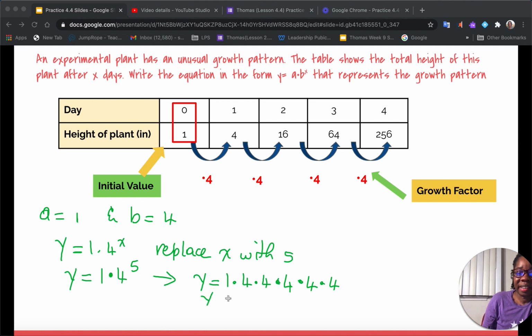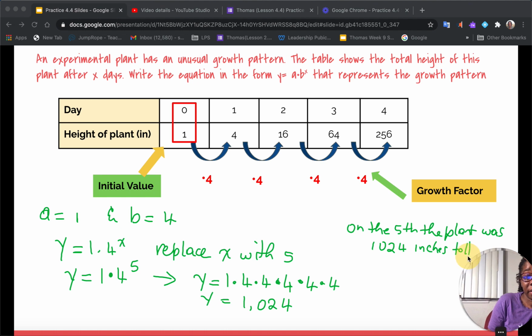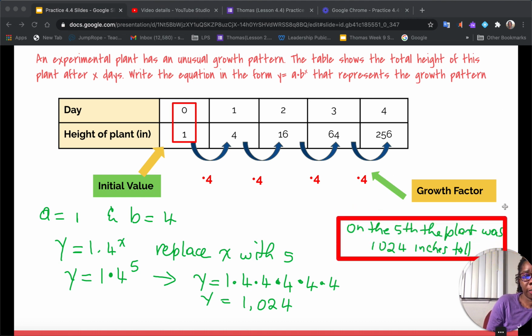And when that is multiplied out, we're going to end up getting 1,024. So it means on the fifth day, the plant was 1,024 inches tall. That is crazy. 1,024 inches tall. Whoa. All right.